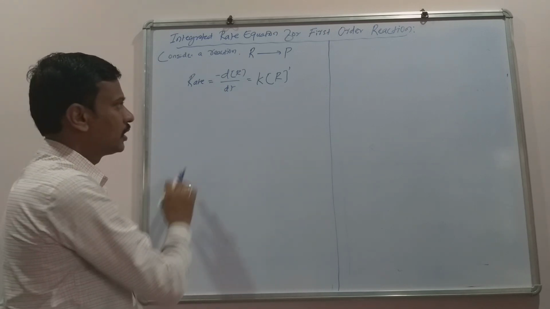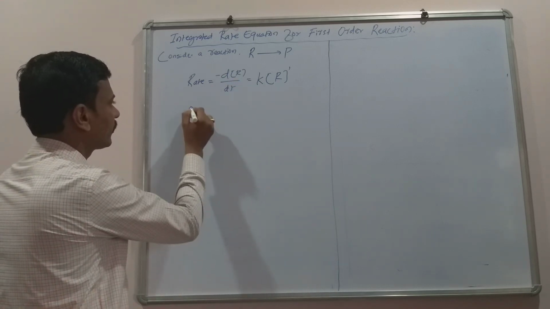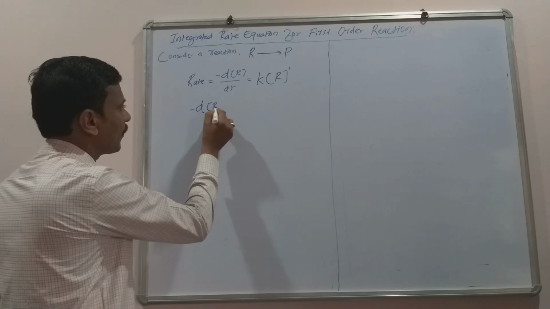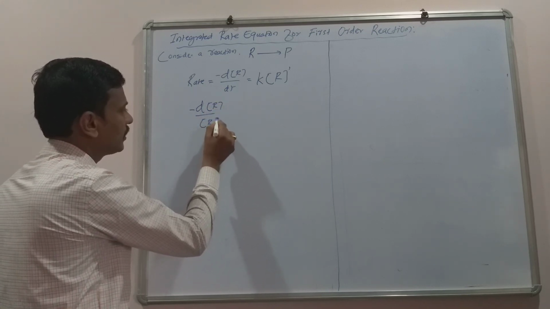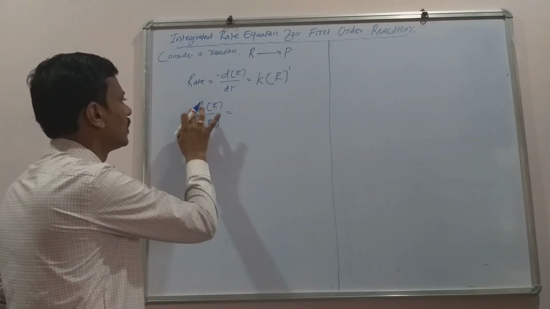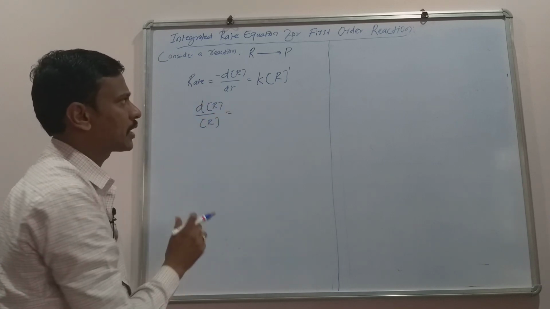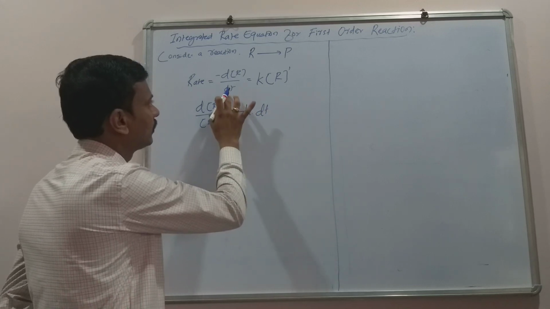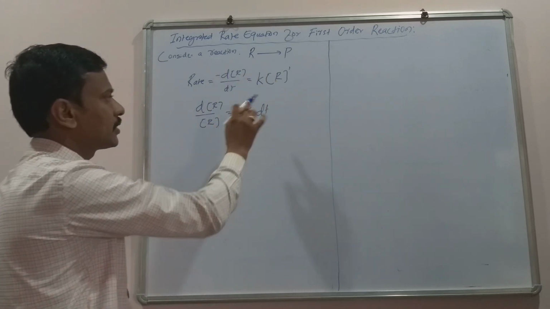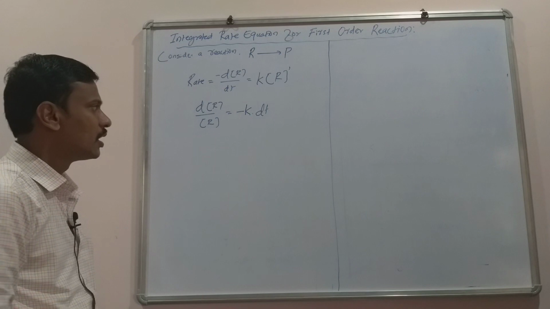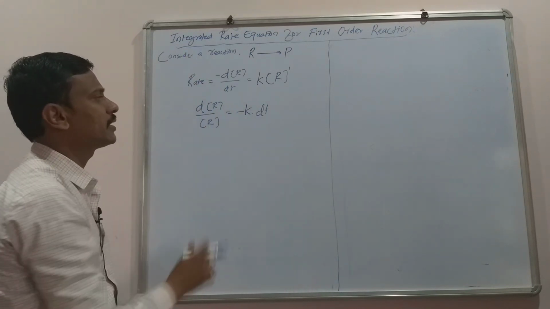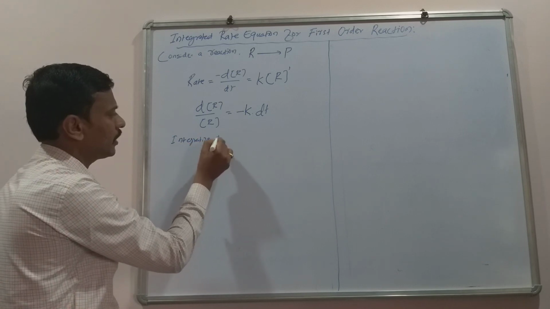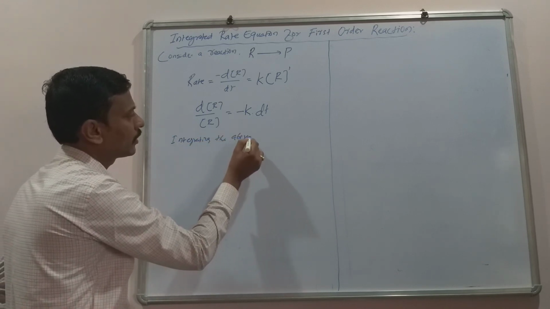Now, by rearranging this equation, dR upon R is equal to minus k into dt. Is it right? dR upon R is equal to minus k into dt. Okay, now integrate this equation. Integrating the above equation.